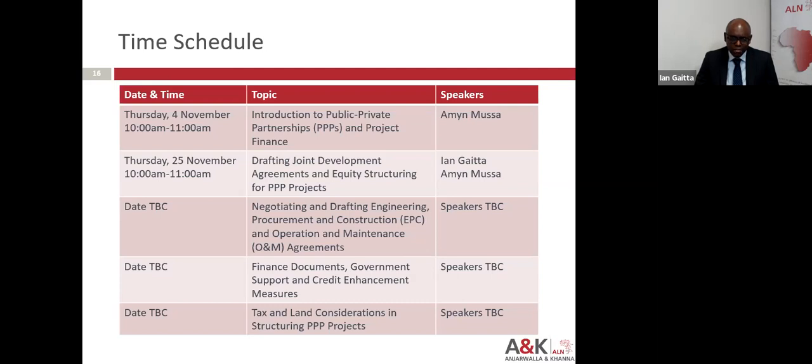We will also, after that, focus on the finance documents, both the primary finance documents and all the credit enhancement and government support measures that go with them from a bankability perspective. And we'll also, in a subsequent session, look at issues to do with tax structuring for infrastructure projects and land considerations in the context of these kinds of projects.